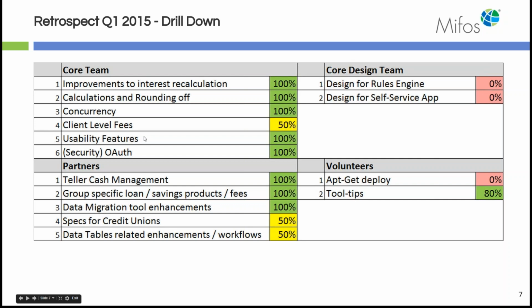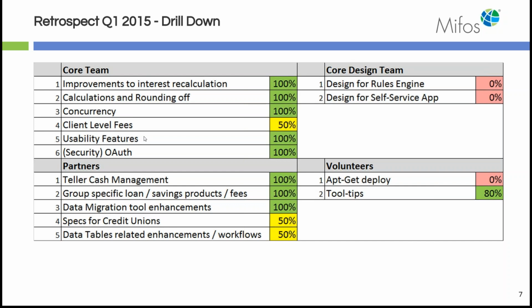and will make it publicly available with the next version. Then the core design team wanted to specify a rules engine and self-service app, but as mentioned before, we weren't really able to get that. So partners have done telecash management, which was awesome. Then we got the group-specific loan and savings products fees, which was also done completely, and the data migration tool enhancements. We're still waiting for specs for credit unions, so we're halfway there now, which is better than expected, but we're still waiting for some input from others.